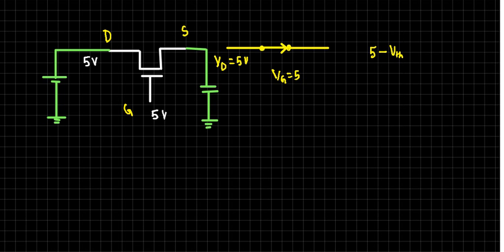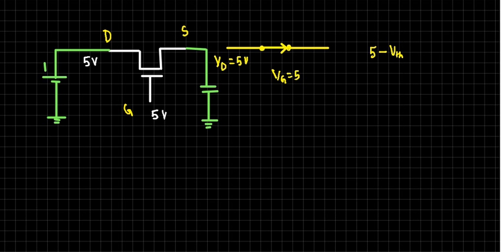As soon as 5 volts you have applied, it will charge. It will charge till the point when Vs becomes VGS minus VTH. That means 5 minus the difference, VGS should be at least VTH. Assume that VTH is 0.3 volts. So the output will be 4.7 volts. And now this is the problem with logic 1. We have sent logic 1 here. We have obtained slightly less than logic 1.